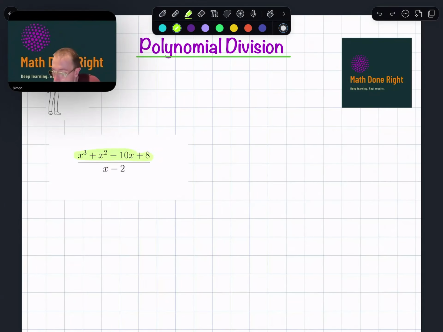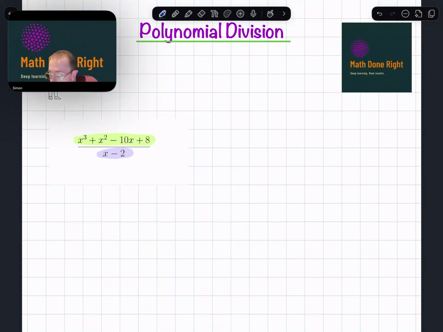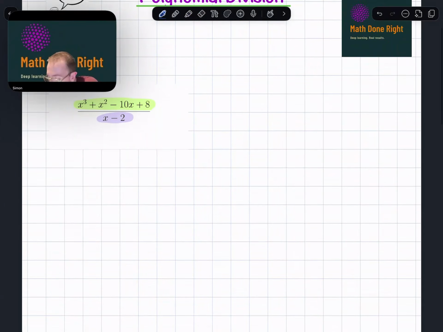Okay, so here we have a polynomial division problem. Suppose we want to divide x cubed plus x squared minus 10x plus 8 by x minus 2. How are we going to do that?